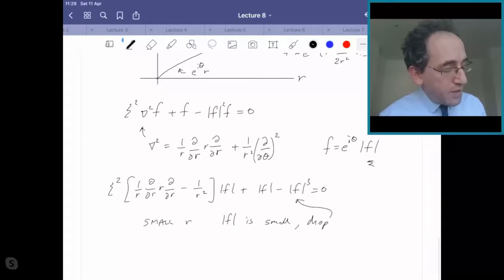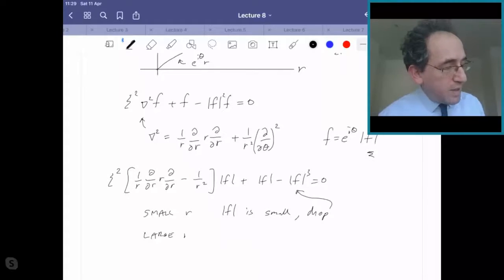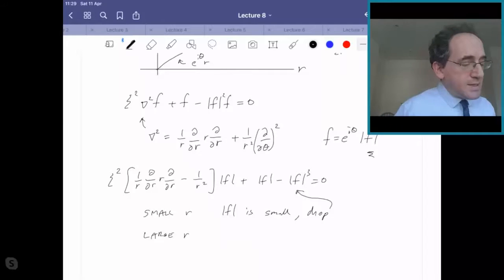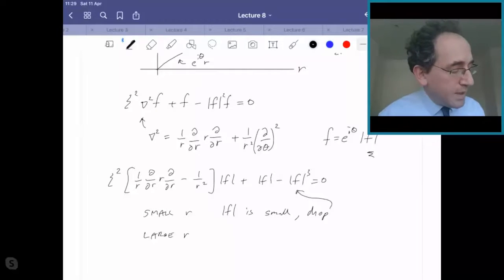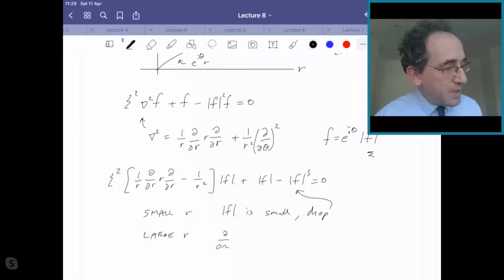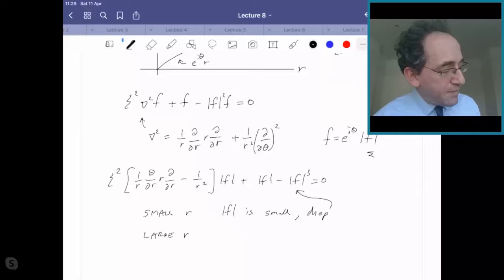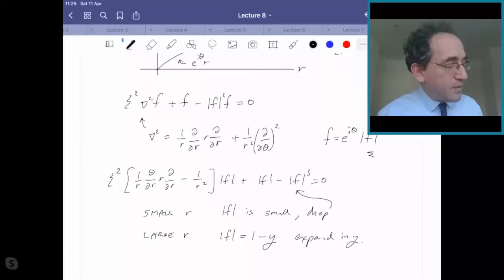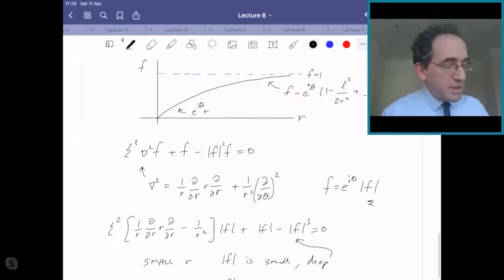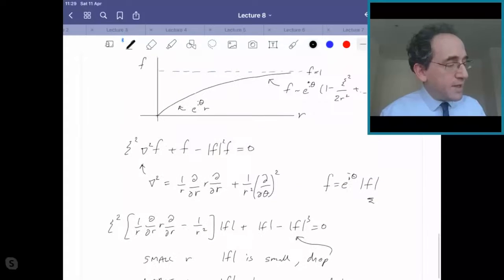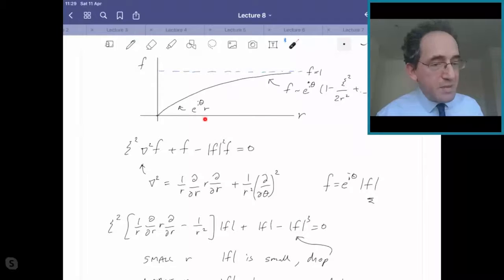And for large r, the leading term is, the d by dr term is going to be small. For large r, we want to make a different expansion. We want to write f equals 1 minus y and expand in y. I'm not going to do those in detail. You can work that out for yourself to find these limiting forms.